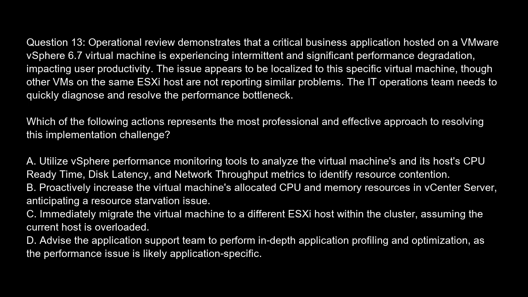Option A. Utilize vSphere performance monitoring tools to analyze the virtual machine's and its host's CPU ready time, disk latency, and network throughput metrics to identify resource contention. Option B. Proactively increase the virtual machine's allocated CPU and memory resources in vCenter Server, anticipating a resource starvation issue. Option C. Immediately migrate the virtual machine to a different ESXi host within the cluster, assuming the current host is overloaded. Option D. Advise the application support team to perform in-depth application profiling and optimization, as the performance issue is likely application-specific.